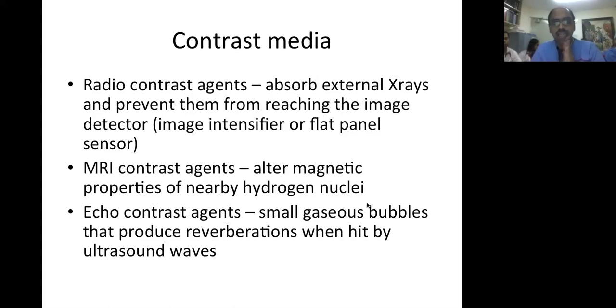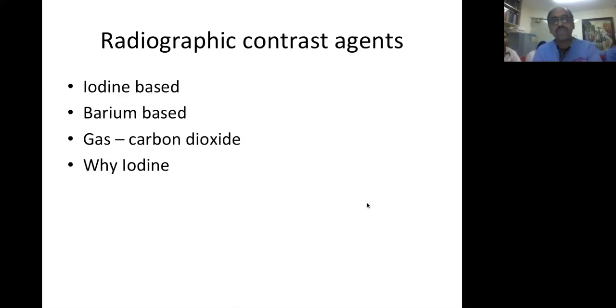The second group of contrast is MRI contrast agents, which is gadolinium, which alters the magnetic properties of the adjacent hydrogen nucleus. We all know that every structure in our body, every cell, every molecule, whether it is a carbohydrate, fat, protein, anything, contains an abundance of hydrogen nuclei, and the hydrogen nucleus oscillations are altered by the contrast agent that we are going to give. The third one is echo contrast agents. Basically, in short, it is small gaseous bubbles that produce reverberations when hit by an ultrasound. We'll go into each one of them.